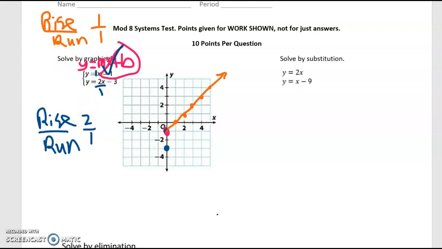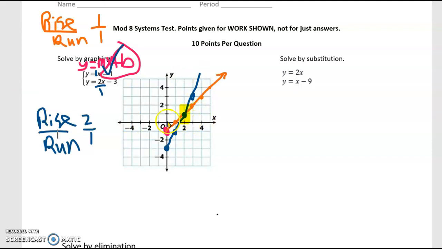Oh, you can't put a point yet. You rise and run, then you put a point. Up 1, 2, and over 1. Up 1, 2, and over 1. There it is. Up 1, 2, and over 1. And there is my solution. It's intersecting right there. And that's the point of intersection.